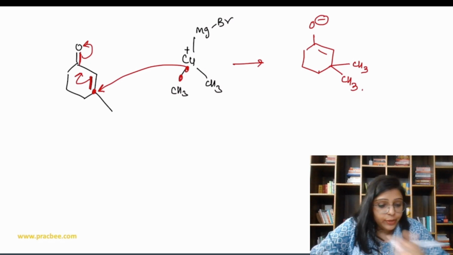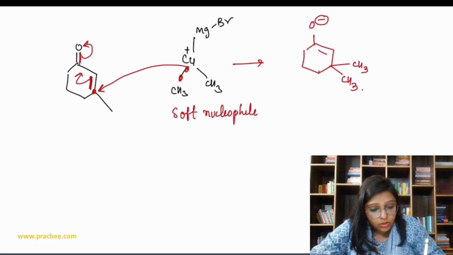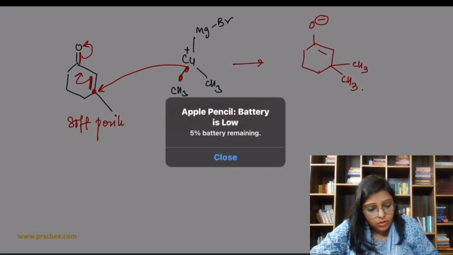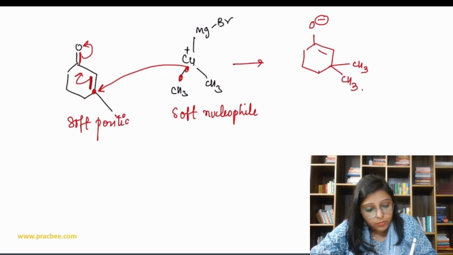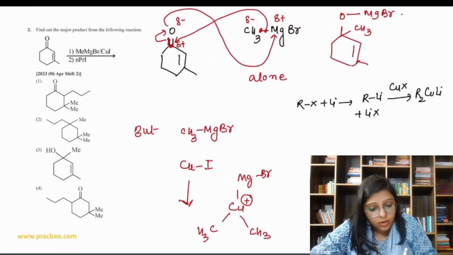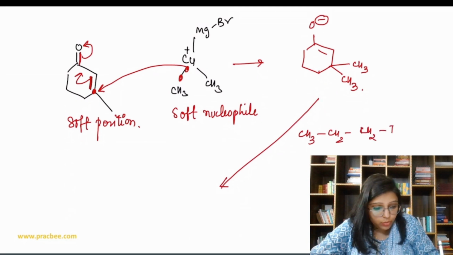Now what are we going to do from here? This is the difference. Now it becomes a soft nucleophile, so it attacks on the soft position. Next we have propyl iodide, CH3CH2CH2I. This is delta negative and this is delta positive.